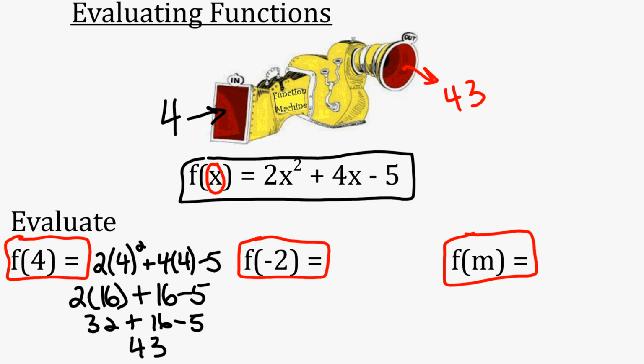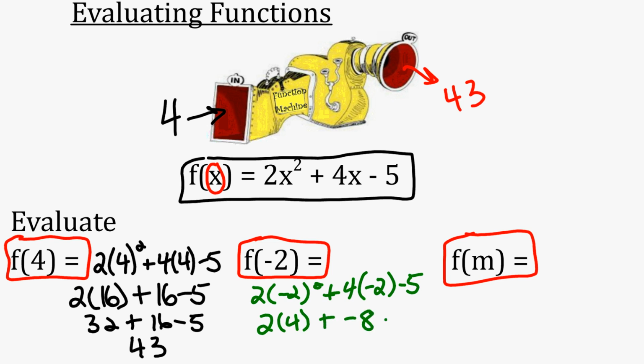So let's plug in negative 2. Everywhere we see an x, I'm going to put negative 2. So it's going to be 2 times negative 2 squared plus 4 times negative 2 minus 5. So negative 2 squared is 4. 2 times 4 plus 4 times negative 2 is negative 8 minus 5. 2 times 4 is 8. And then we'll just rewrite the other stuff. And we can probably evaluate this in our head. 8 plus negative 8 is 0. Minus 5 is negative 5.